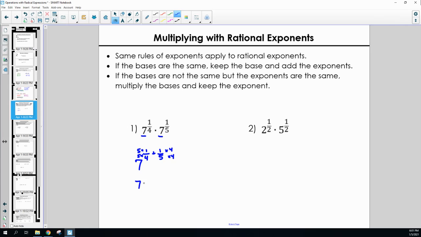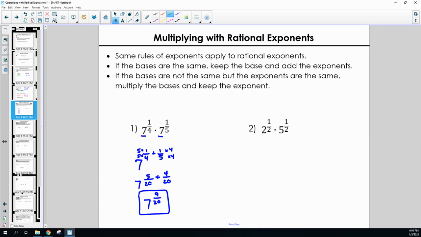So this is really going to be 7 to the 5 over 20 plus 4 over 20. So this is going to equal 7 to the 9 over 20.